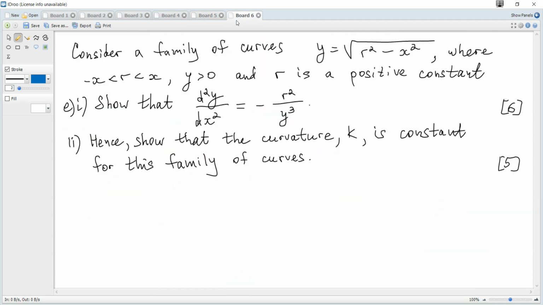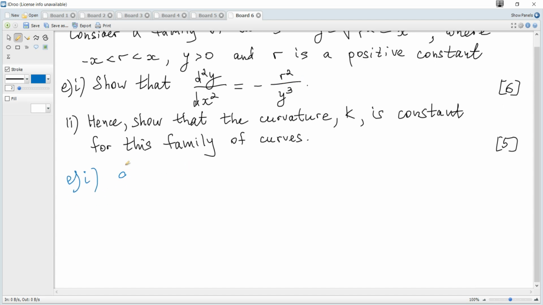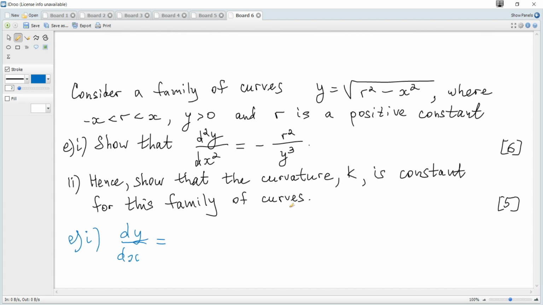Consider a family of curves. y is the square root of r squared minus x squared, and r is a positive constant. It shows that the second derivative of y is this value, so we need just differentiate. So let's find the first derivative, dy over dx, and let's differentiate this.